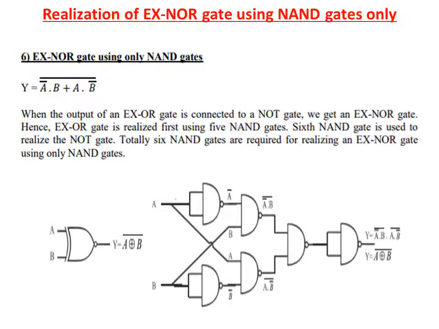Realization of XNOR gate using NAND gates. The XNOR gate is equal to an XOR gate connected with a NOT gate. So the output at this point is y is equal to a exclusive-OR b. Now we connect one inverter gate at this position. So we get y is equal to a exclusive-OR b, the whole complemented.